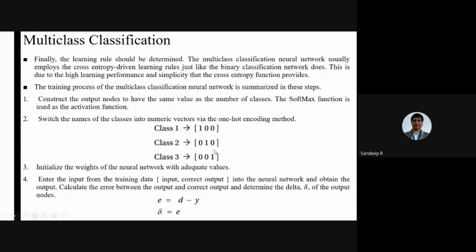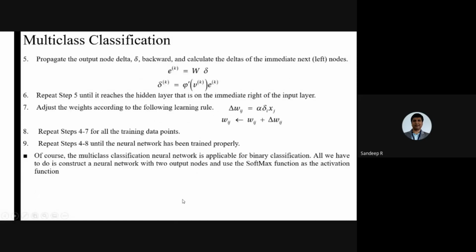Once we have done these two, the remaining steps are exactly the same. That is, initialize the weights with adequate values randomly, calculate the error. So correct output minus output of neural network, and delta is equal to E. Remember the cross entropy function that we are using? This is at the output node. Next, for the intermediate layers, error is nothing but the weighted sum of the deltas, and delta is nothing but the differentiation of the activation function multiplied by the error.